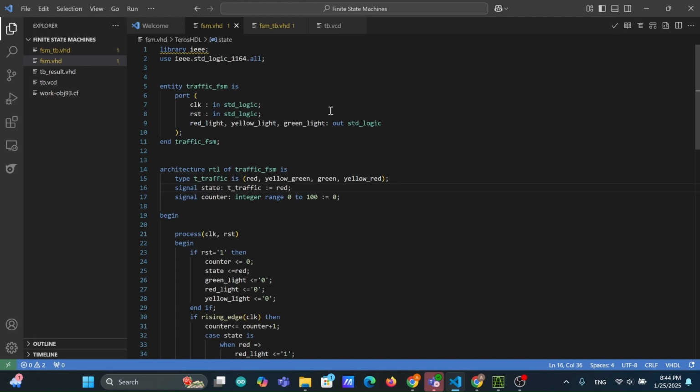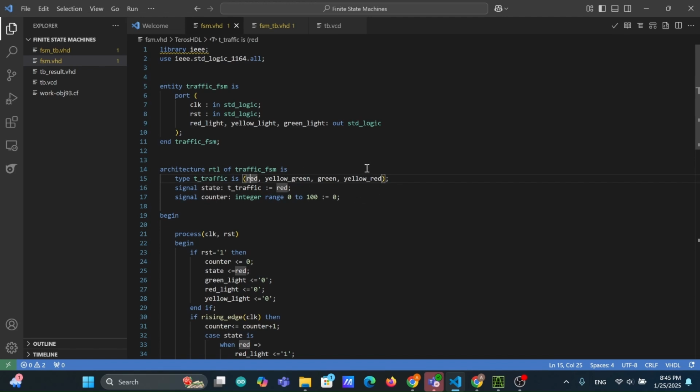To use finite state machines, we would need to create a type for that finite state machine. That type will contain the different states that the traffic light system can be in or can lie in. Therefore, to do that, we would need to define the type over here in between the architecture and begin, where the type is either red, yellow to green, green, and yellow to red, as we've discussed.